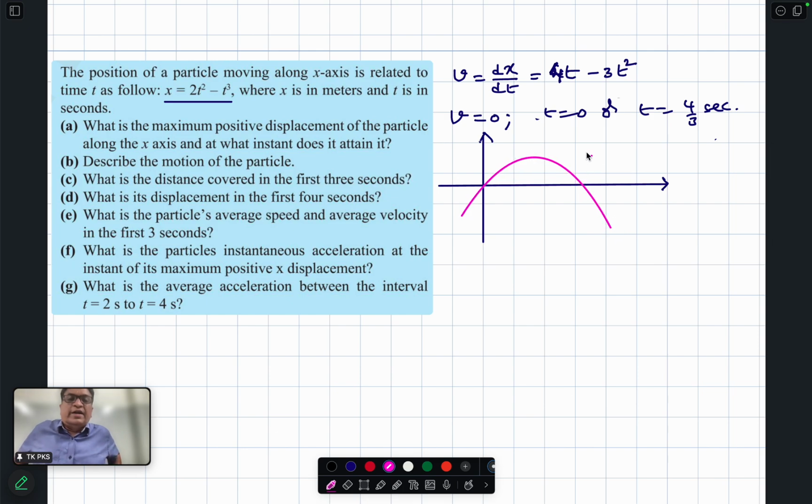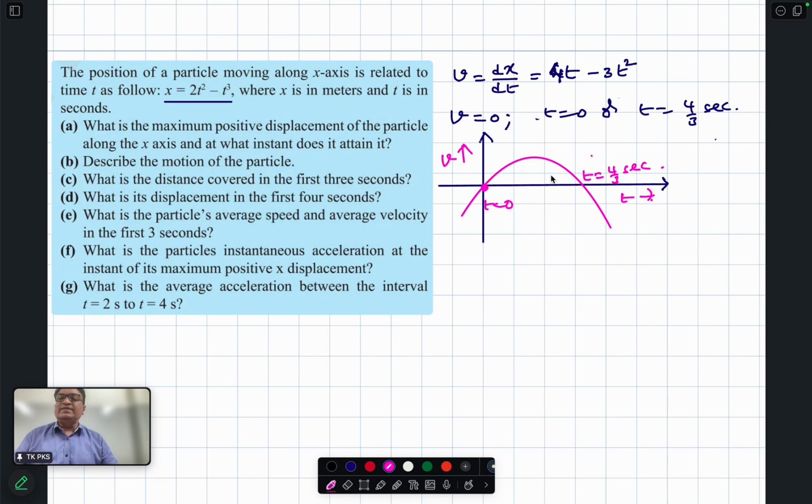Right. Any doubt, boys, about my graph? Varun, any doubt? No, sir. Right. So what are the intercepts? This intercept is at t is equal to 0 and this intercept is at t is equal to 4 by 3 seconds. What is the meaning of the portion of the graph above x-axis?